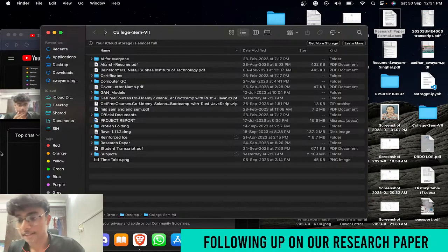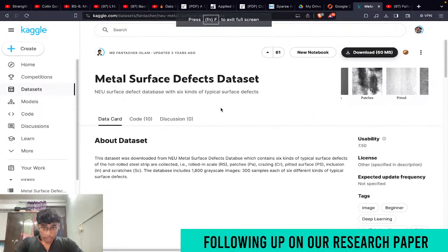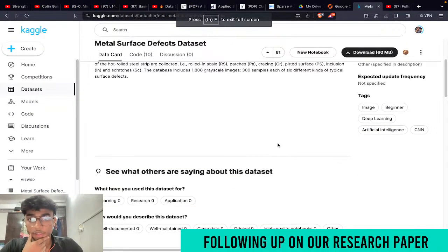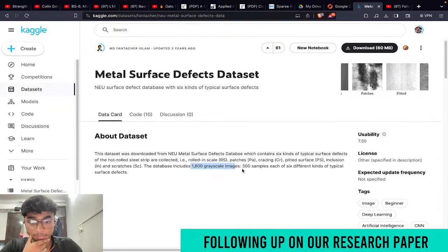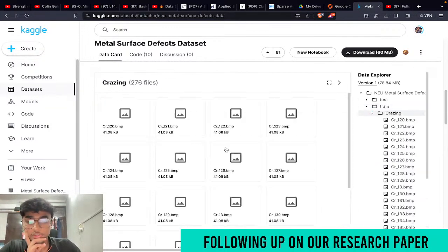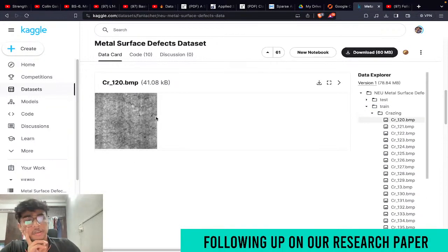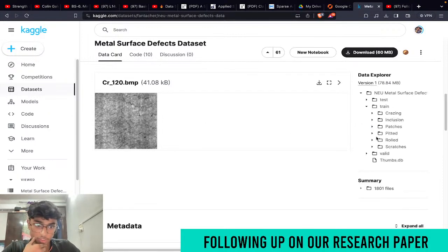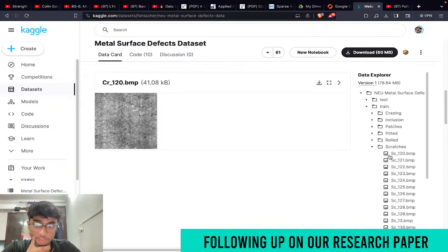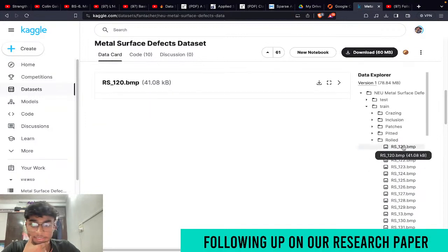Right. So I found this data set on Kaggle itself. There is the data set, the metal surface defect data set. So what is this data set? This data set has 1800 grayscale images, 300 for each of 6 different categories of surface defects. There are various images in the data set. Basically, these are 200 by 200 sized images of metal surfaces with different defects. The metal surface with scratches looks somewhat like this. The metal surface that has rolled defects looks something like this.